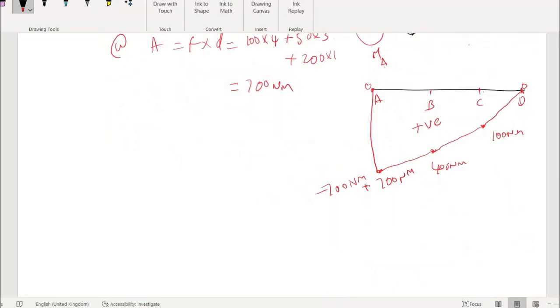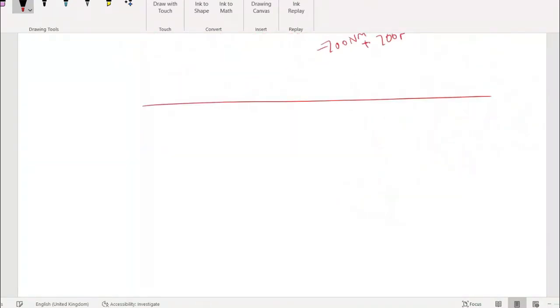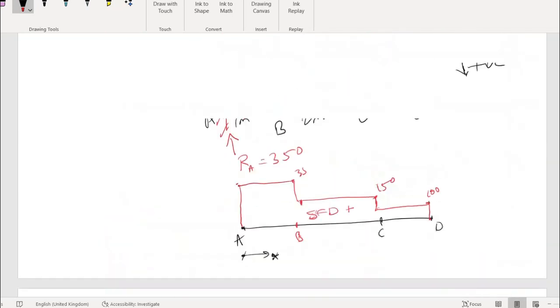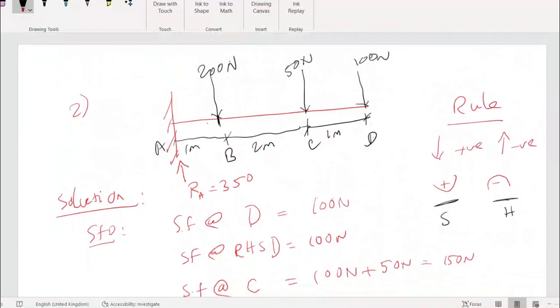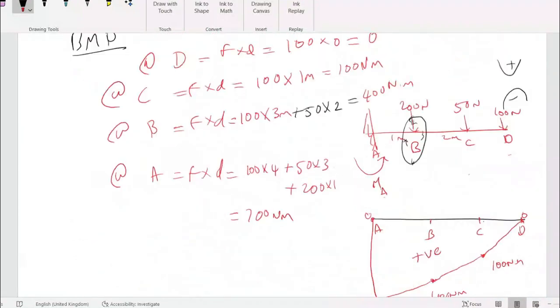Right. I will give you one more example for you to practice. Otherwise, you will not understand anything. You need to practice. Okay. I'm giving point load. I mean, we did the point load. UDL also. Just now we calculated, right? Where is UDL? The last time one is UDL, right?